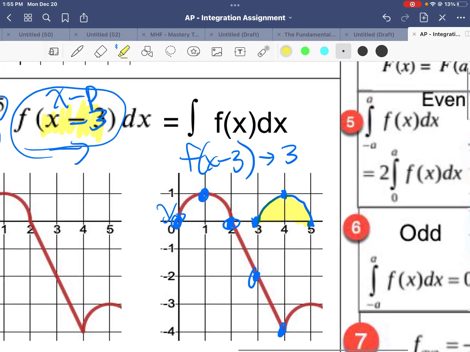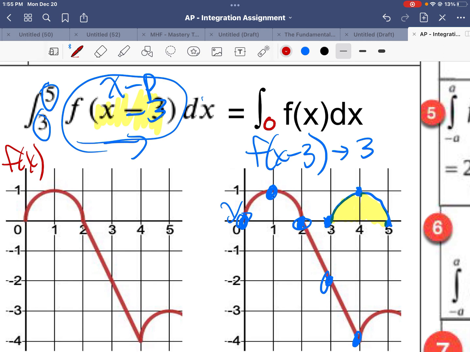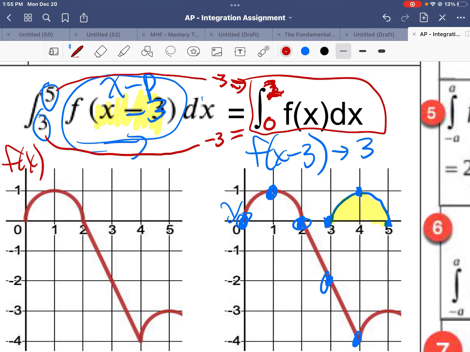Okay, the original. So when I'm being asked to find the area between x equals 3 and x equals 5 for a graph that's shifted to the right by 3, that means the original function is 3 to the left. So what should I do? Well, that means I'm going to look at the original 0 to 2 of f of x dx. Okay, because 5 minus 3 is there, and 3 minus 3 is there.